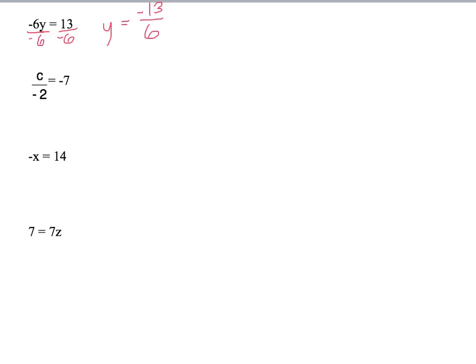It doesn't matter whether or not you put the negative sign on the numerator or the denominator, so I decided to put it in the numerator. Most times you'll see it in the numerator.